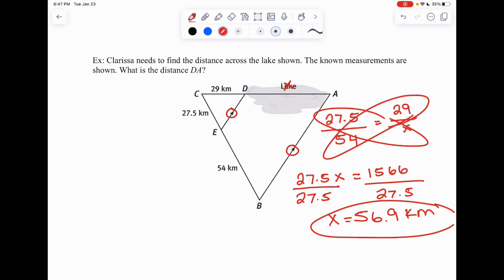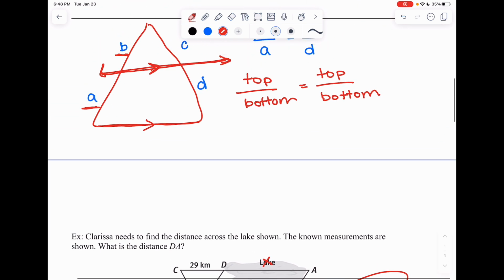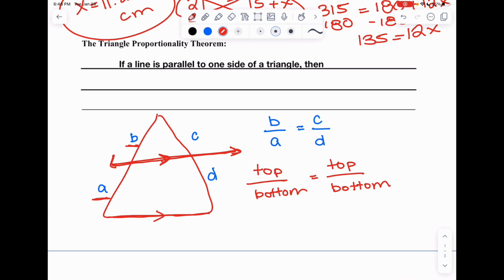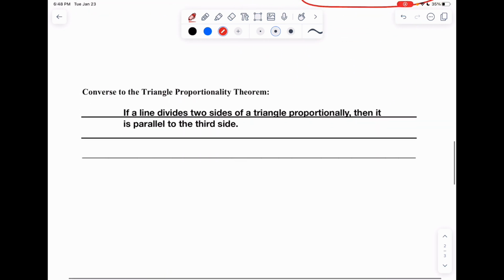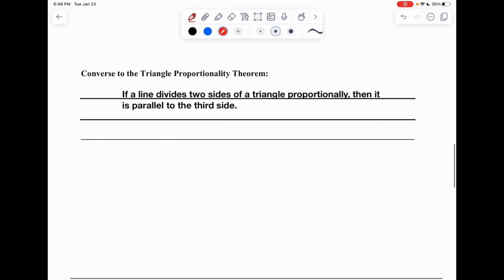Now, if you think back to one of our first chapters in first semester, we talked about converse to conditional statements. To write the converse of a conditional statement, you flip the order. So originally we said if a line is parallel to one side of a triangle, then we have proportional parts. So to flip the order, the converse would be if a line divides two sides of a triangle proportionally, then it is parallel to the third side.